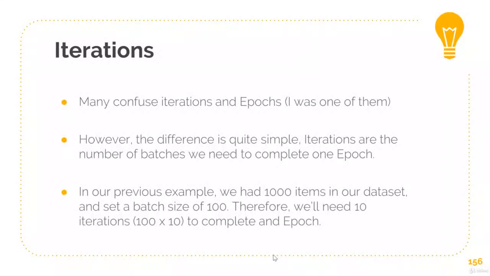So what about iterations? I used to get confused between iterations and epochs quite a bit. However, the difference is quite simple. Iterations are simply how many batches we need to complete one epoch. Now, the reason I used to get confused was because I had a professor who would say you train your neural net for 10 or 100 iterations.